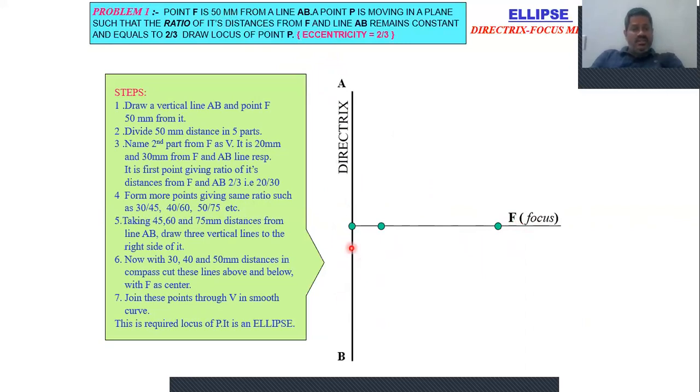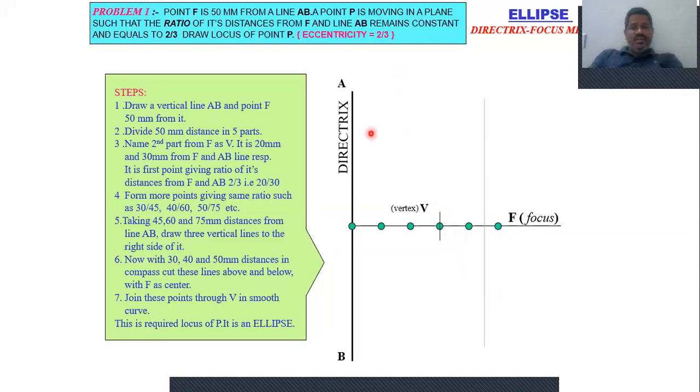Then divide this line into 5 equal divisions, as the eccentricity is 2/3. So divide this 50 mm into 5 equal divisions. Then mark a point at 2 from F. Total divisions are 5 from F, and mark a point at 2, so 1 and 2. This vertex is at 2. This point is called the vertex.